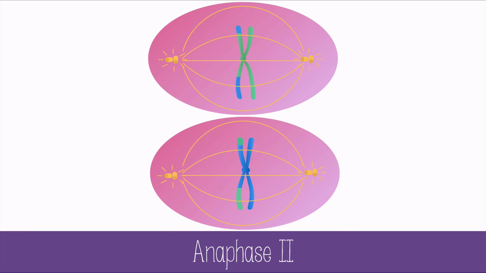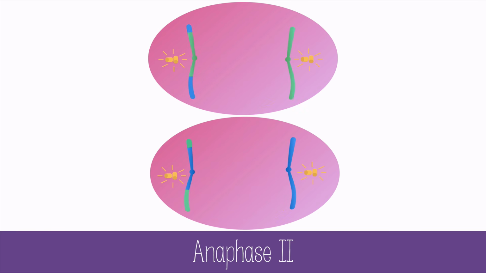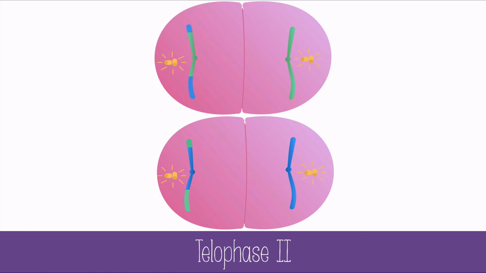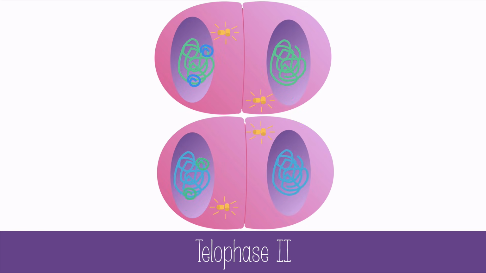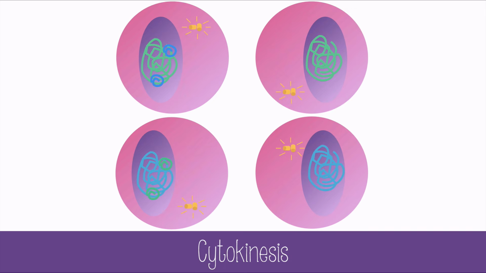Then in anaphase II, the chromatids separate into chromosomes as spindle fibers pull them to each side. In telophase, the chromosomes unwind into chromatin, and the nuclei reform. Then the cytoplasm divides in cytokinesis, and we're left with 4 haploid cells that are all different. Again, those differences are because of crossing over and recombination.